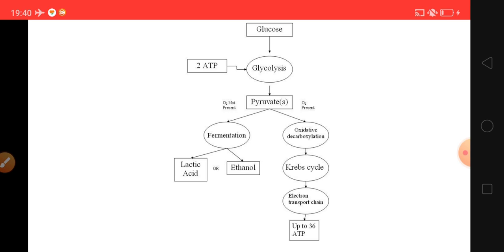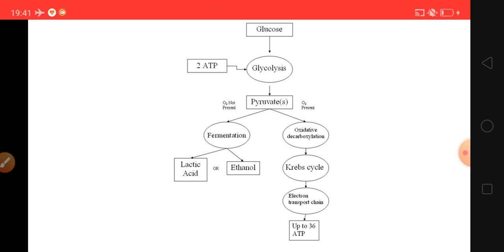Now when we studied glycolysis, we studied it in a very simple way, that glucose is broken down into pyruvates, or you can say 2 molecules of pyruvic acid. But this is not that simple. Glycolysis itself is a 10-step process. That means glucose being broken down into pyruvate happens in a 10-step process. So this becomes the first step of aerobic respiration.